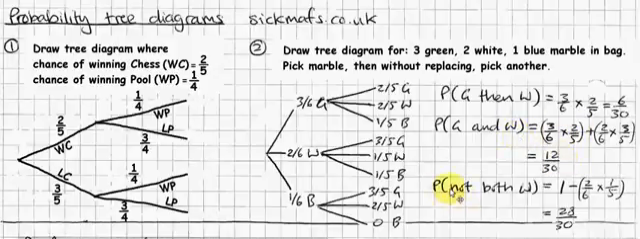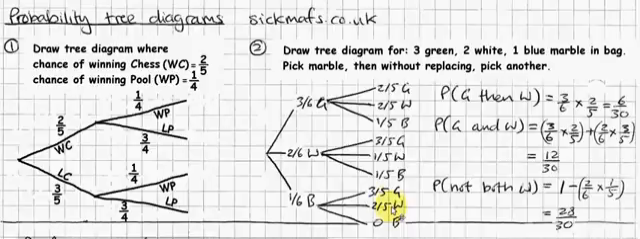Now finally, what's the probability of not getting 2 whites, or not getting both marbles being white? That means I don't want a white then a white. That means I want everything else. I want green then green, or green then white, or green then blue, or white then green, or white then blue. Everything except for white then white. That's quite a lot of different things, so there's a good chance of it happening as well.